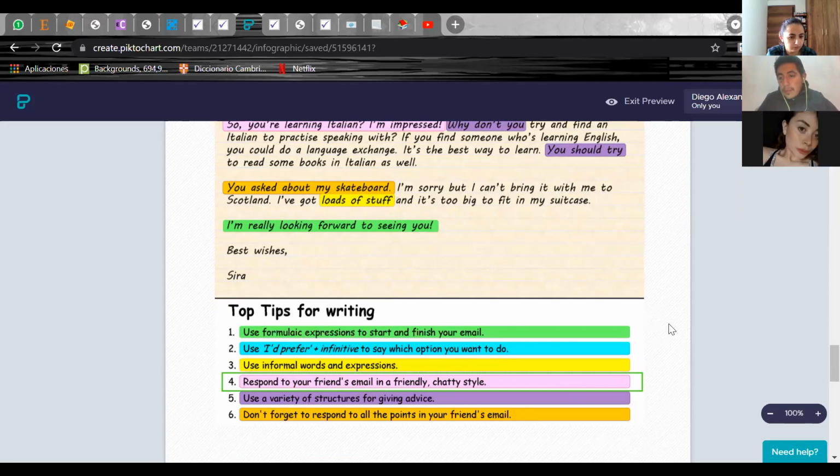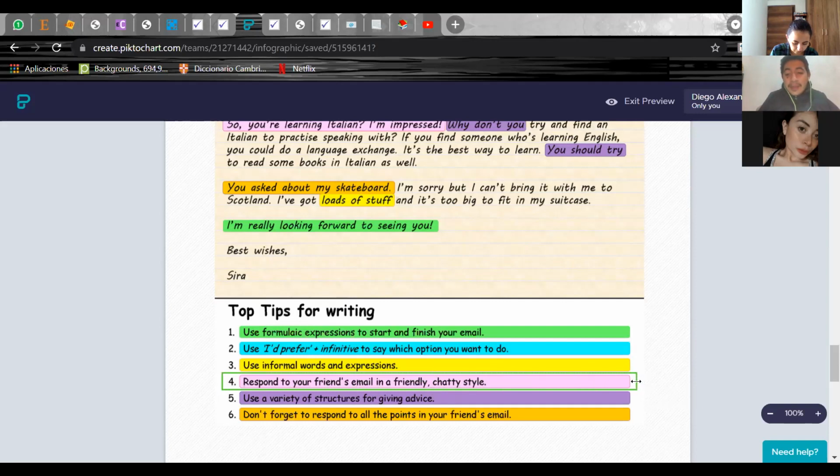Respond to your friend's email in a friendly style. Yes, in this case, it says that if we receive an email from our friend, we have to respond to this email in a friendly way and also in a chatty style.